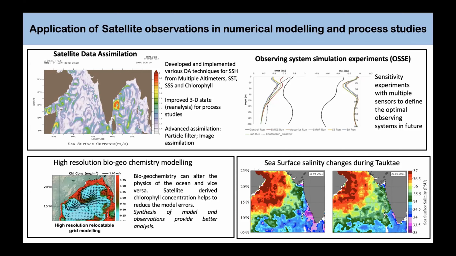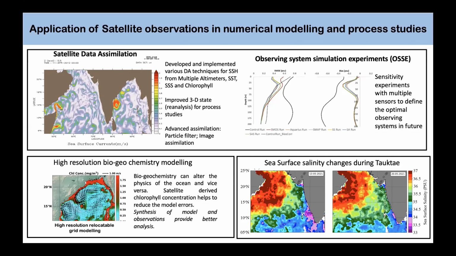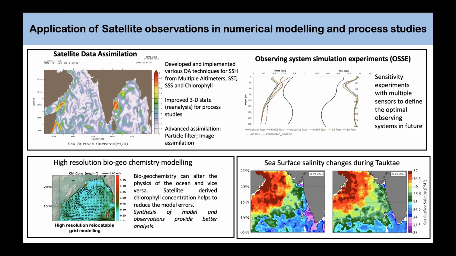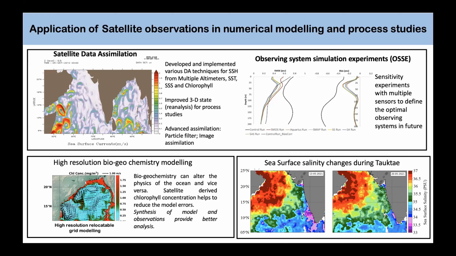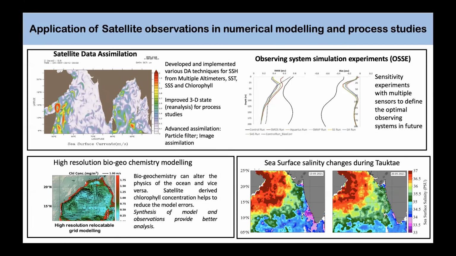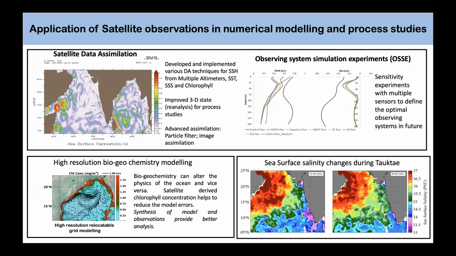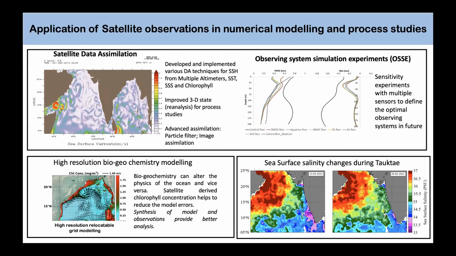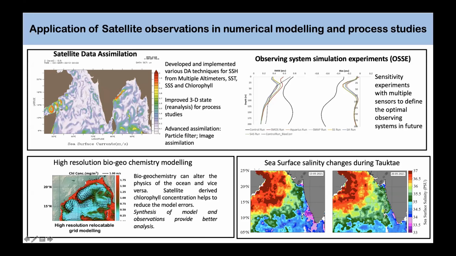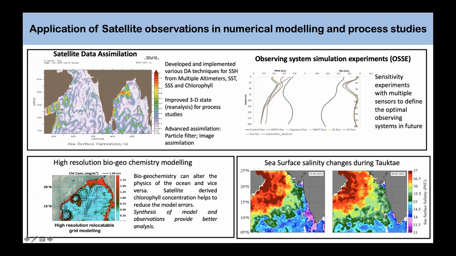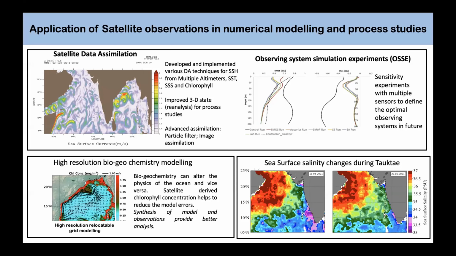And for process studies, one recent example that I'm showing here is the changes in the surface salinity field that we can capture from satellite. This is one instance from SMAP, wherein we show how the salinity changes during the recent Tauktae cyclone in the Arabian Sea. One can see that before and after the passage of the cyclone, there was an increase in the sea surface salinity, as you can see all along the western coast of the Indian region. So these were some of the applications that we do.